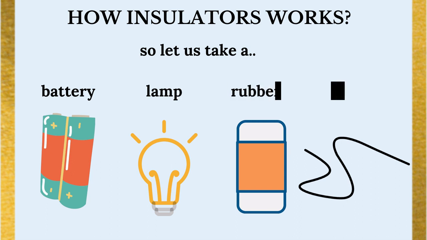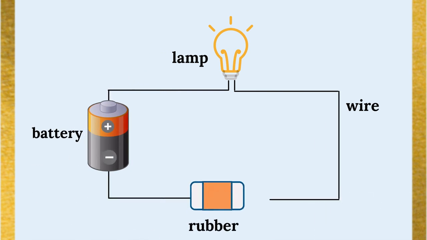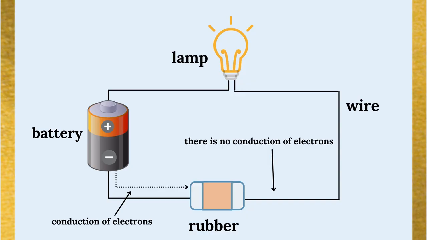How insulators work. Let us take a battery, lamp, rubber, and wire. The positive terminal of the battery is connected to one end of the lamp. The negative terminal of the battery is connected to one end of the rubber, thus the circuit is said to be an open circuit. Now the other end of the lamp and the other end of the rubber are connected. But the lamp doesn't glow, because rubber is an insulator material which resists or doesn't allow the current to flow through it. It doesn't have any free electrons, which is the main reason why it doesn't conduct electricity.